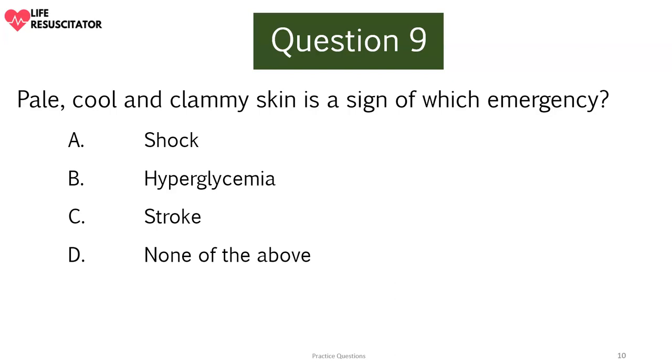So pale, cool, and clammy skin is a sign of which emergency? A. Shock. B. Hyperglycemia. C. Stroke. And D. None of the above. Now we move to question number 10.